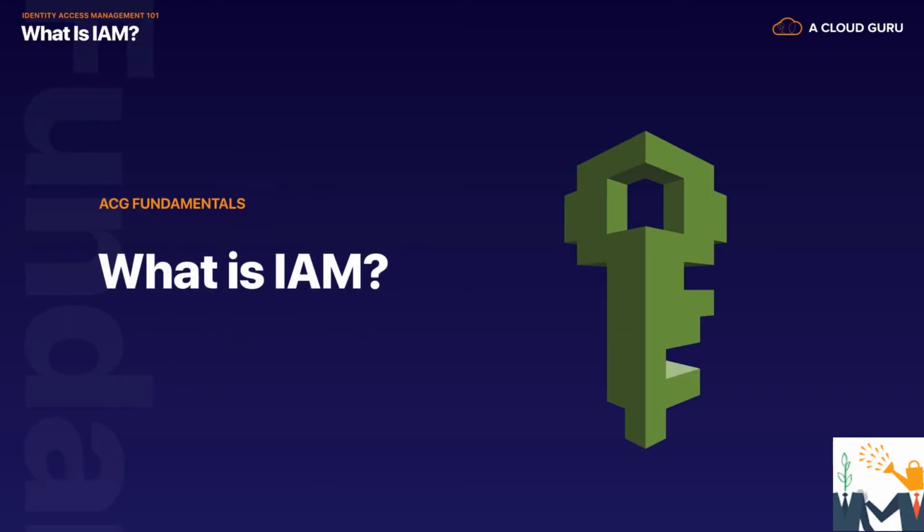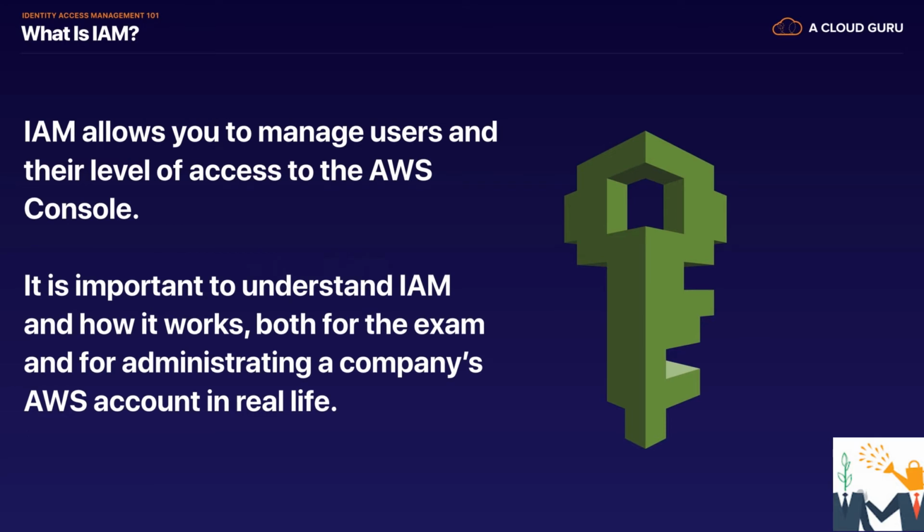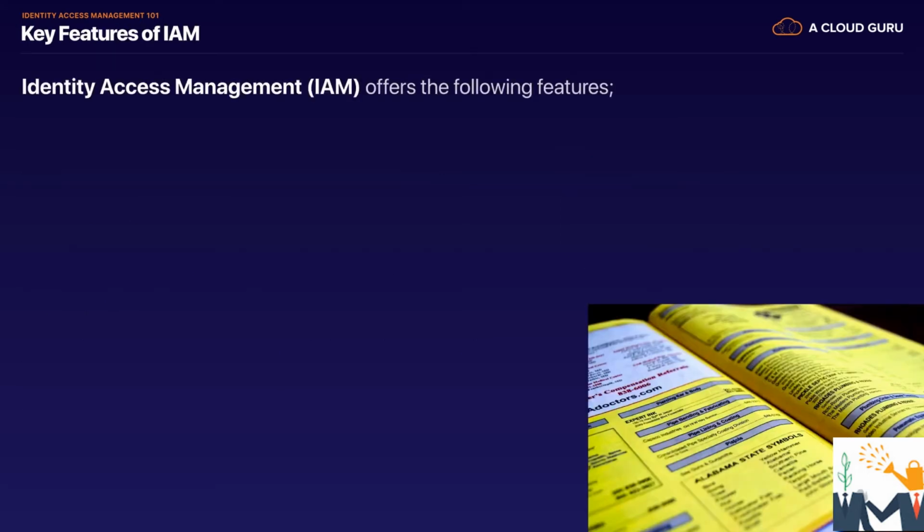So what is IAM? Well, basically, IAM allows you to manage users and their level of access to the AWS console. And it's really important to understand IAM and how it works, both for the exam and for administrating a company's AWS account in real life. Basically, if you're going to use AWS, you need to understand IAM because IAM allows you to set up users, groups, permissions, and roles, and basically allows you to grant access to different parts of the AWS platform.